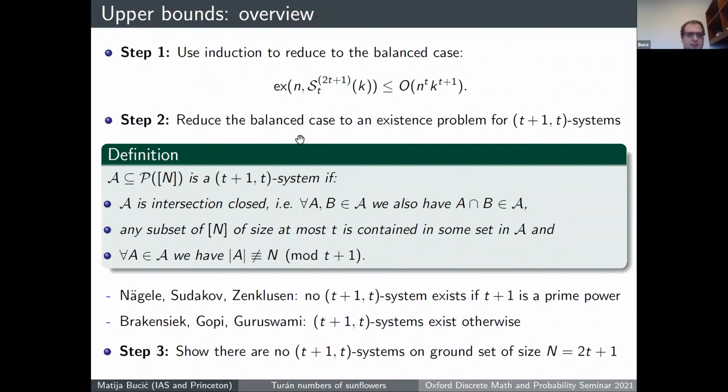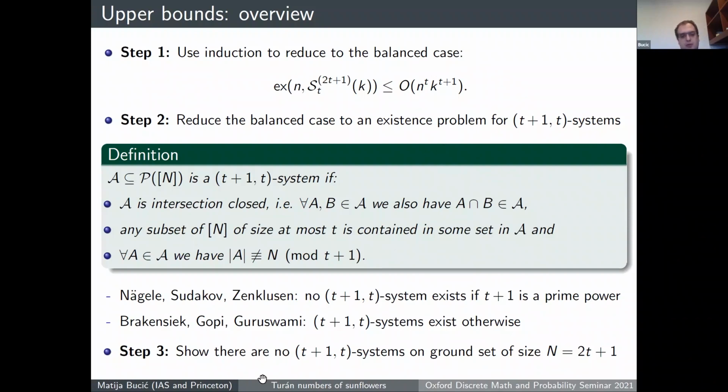In the second step, I want to at least give you some kind of intuition how these strange t plus 1, t systems appear in relation to this problem. Again, I'm not going to really be able to tell you the full proof of this step, but I hope I'll at least be able to give you some intuition about it.